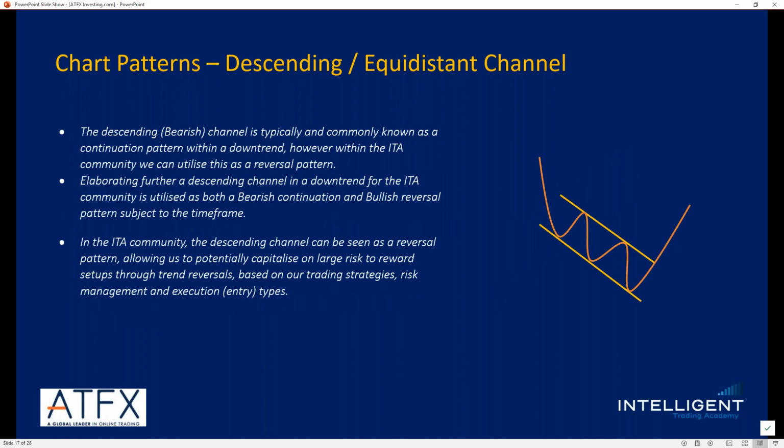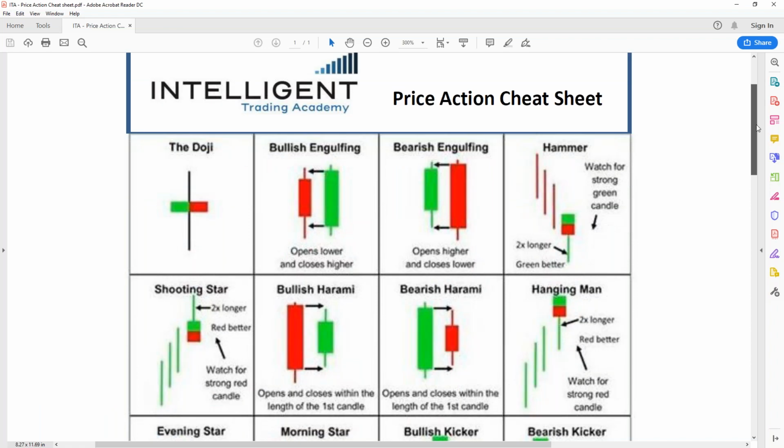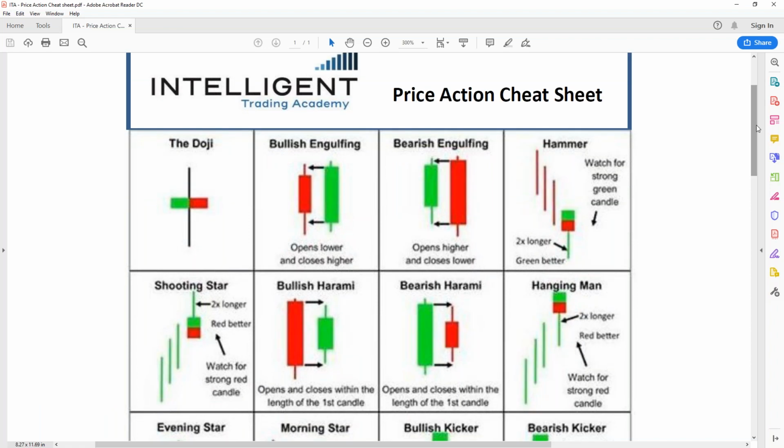So chart patterns, again, equidistant, descending and equidistant channels are obviously what we're looking for here. Now, let's quickly move over into the price action cheat sheet, guys, for you all. And then we'll jump into the charts and look at some potential opportunities. So this isn't the greatest version. I've had to scale it up quite big, but obviously this is typically price action in its greatest form.